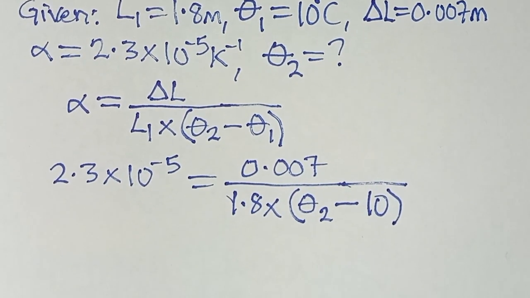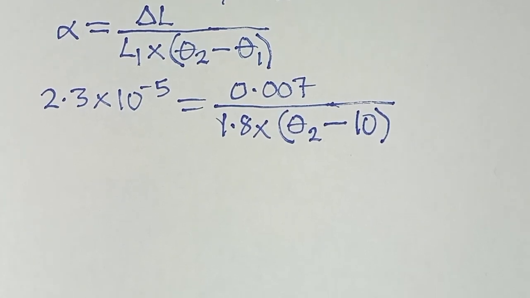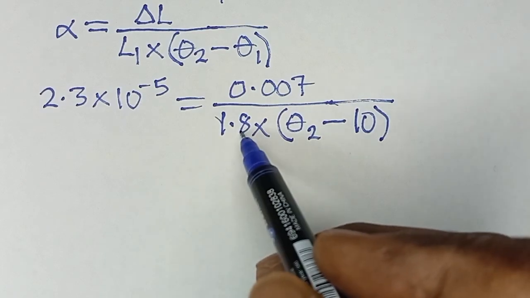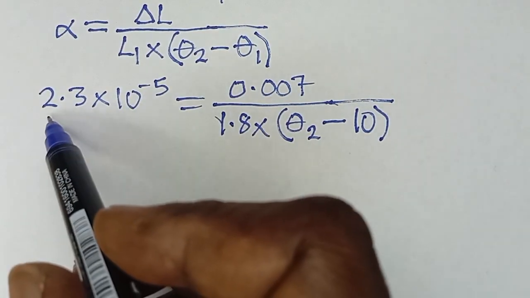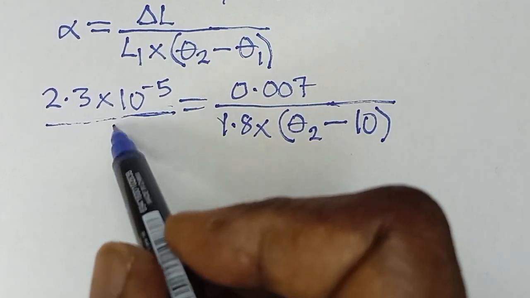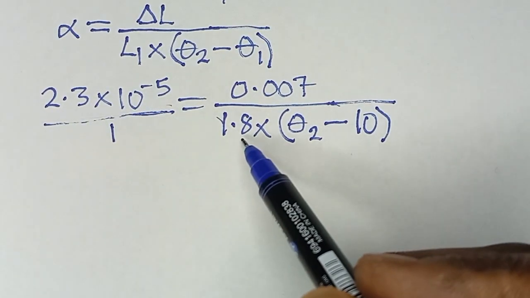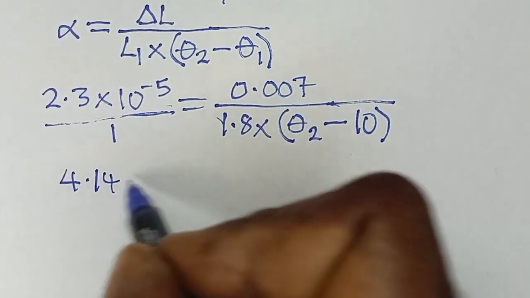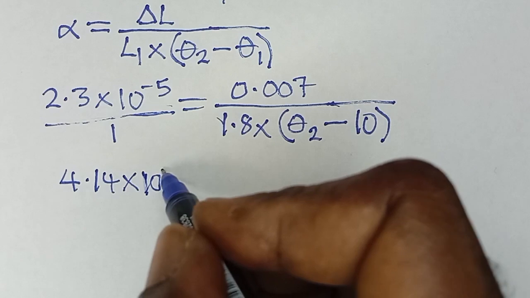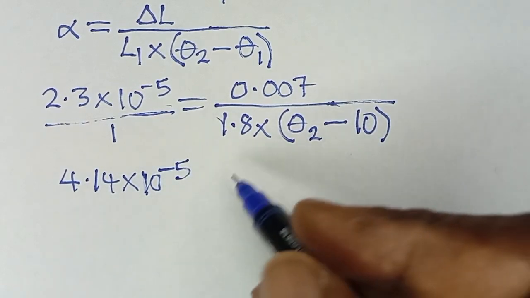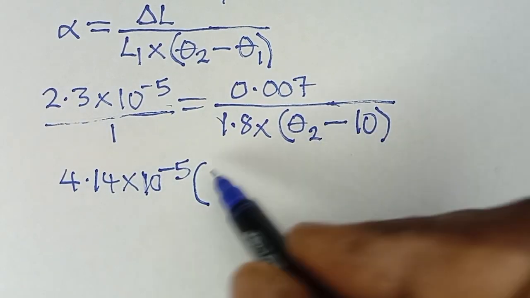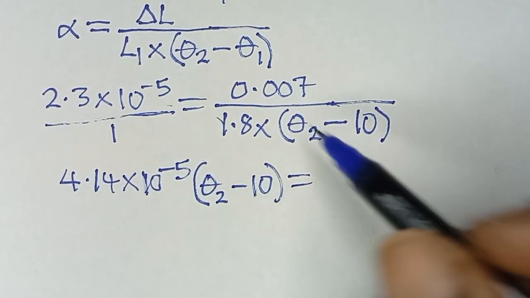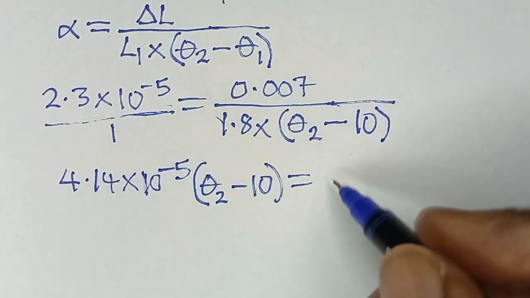Then now let's simplify further so that we can find theta 2, which is the final temperature that we are looking for. So now, I can simply cross multiply. Don't forget, this is like over 1. So when this multiplies 1.8, it's going to give us 4.14 times 10 raised to power minus 5, and then all multiplied by the change in temperature there, which is theta 2 minus 10. And that will be equal to 0.007 multiplied by 1, which will still give us 0.007.